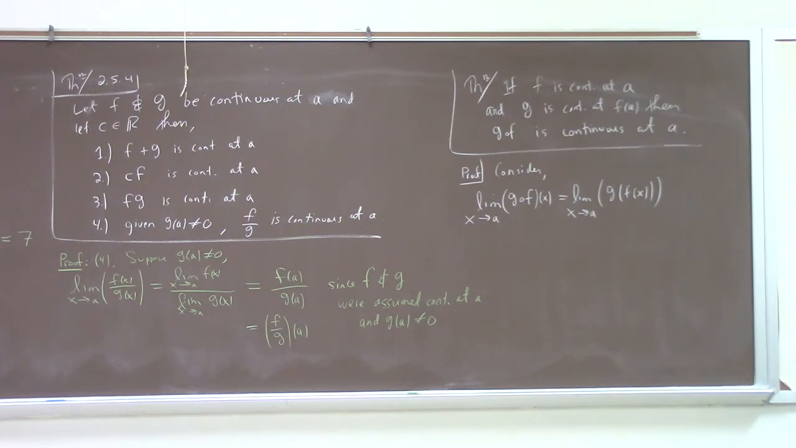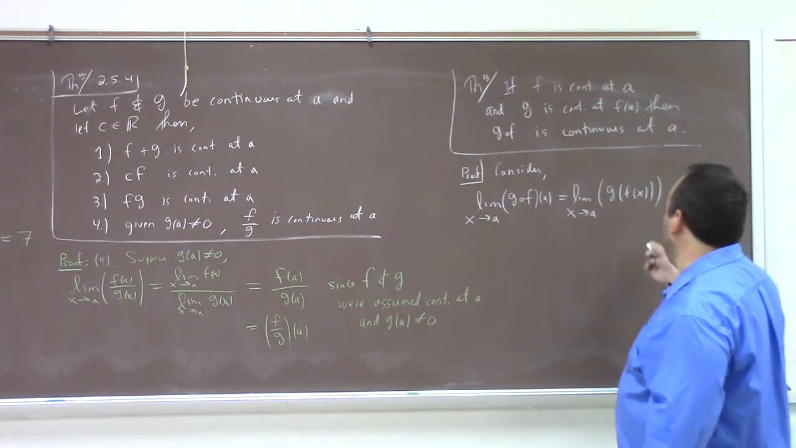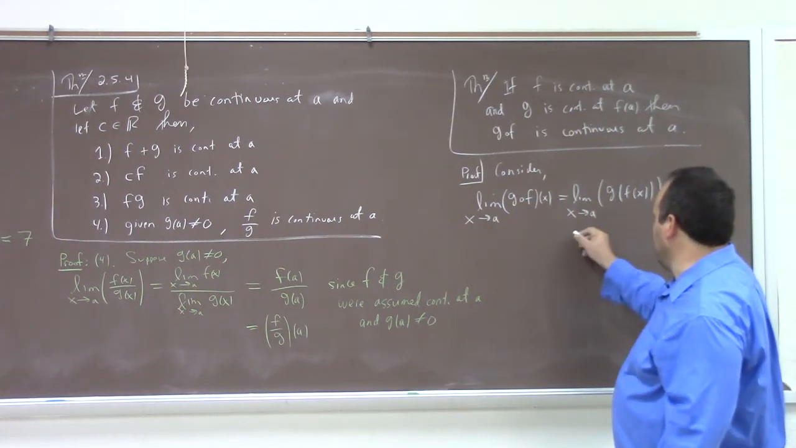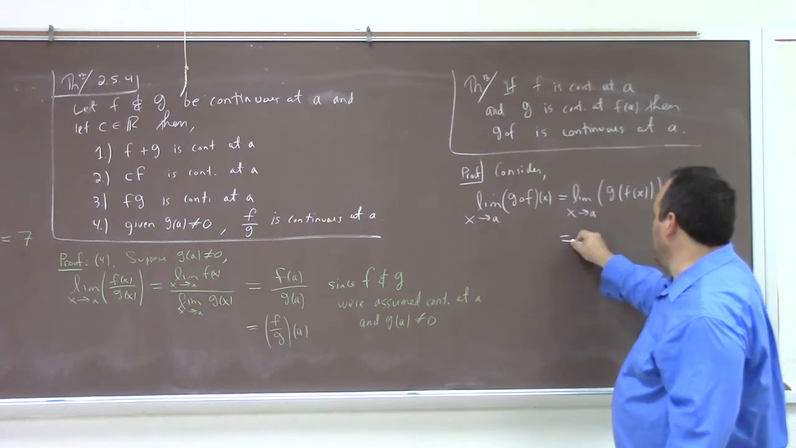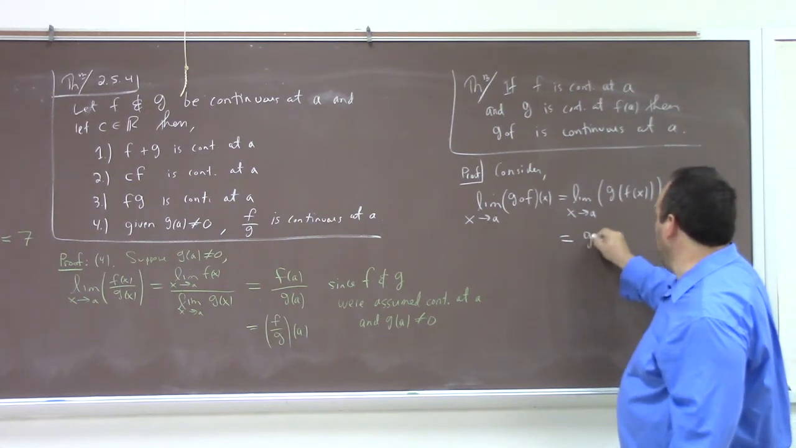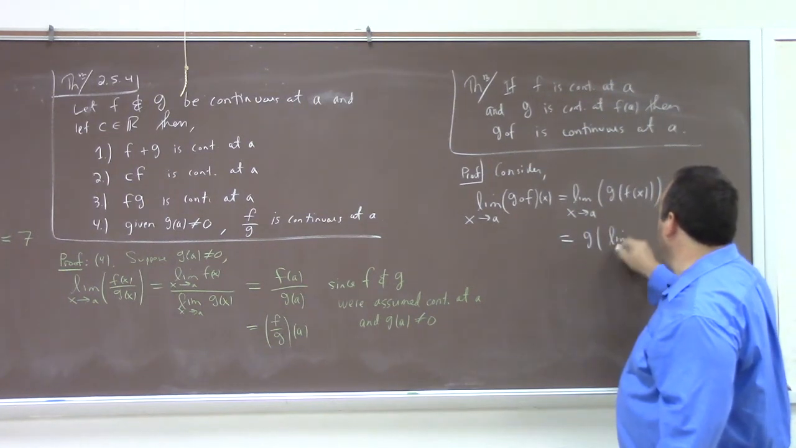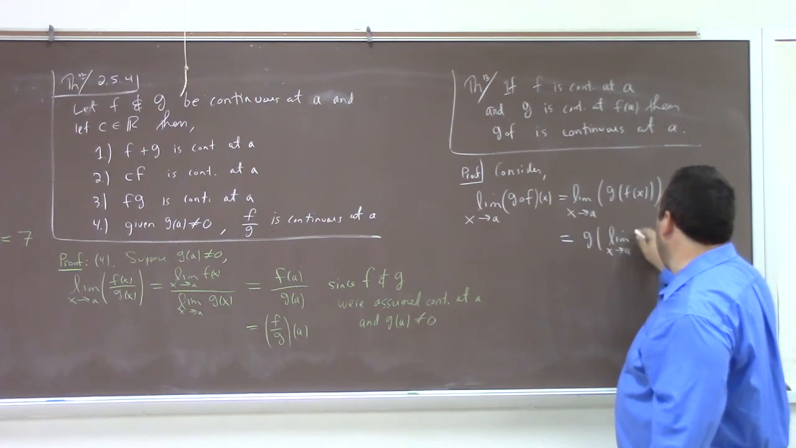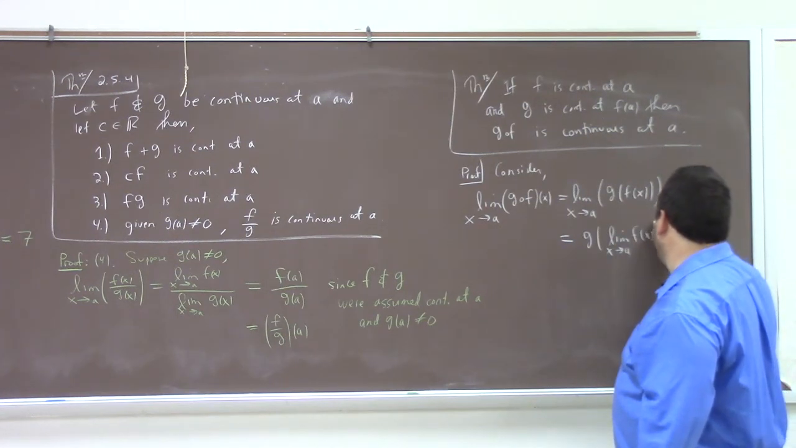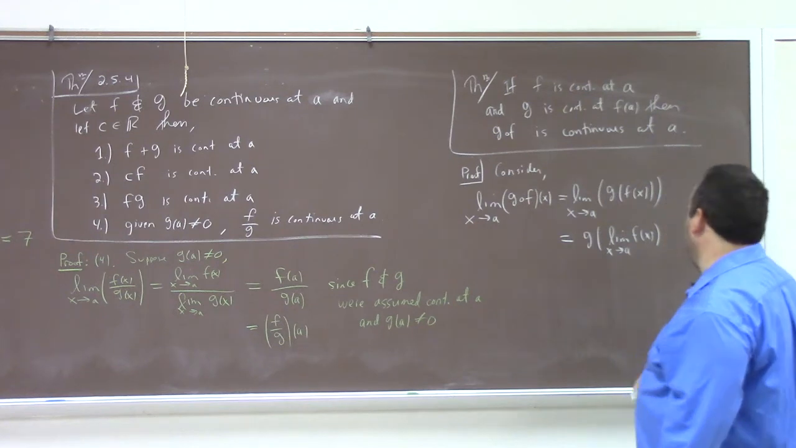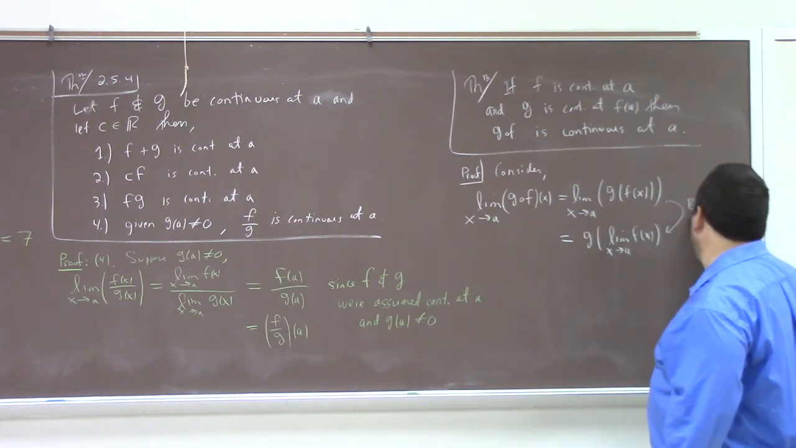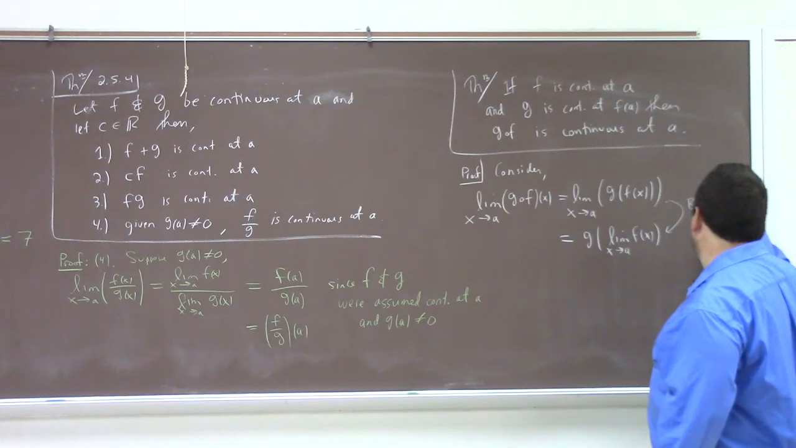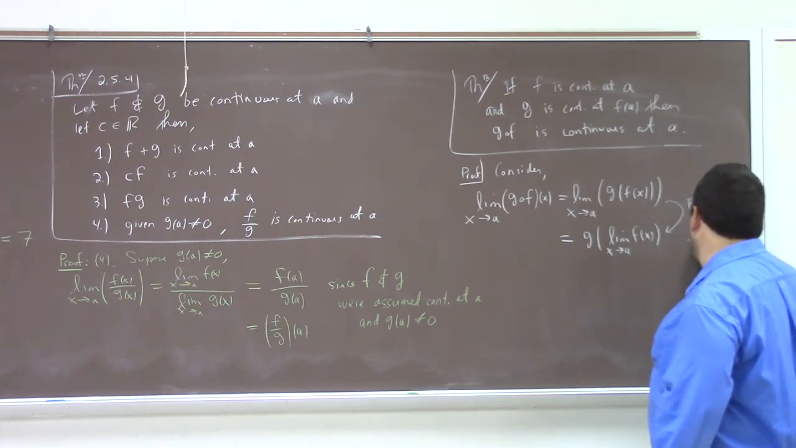Now, we had a limit law about composition of functions. Basically this is what the limit law says in this context. It says that this is equal to g of the limit as x goes to a of f of x. This is by the limit law for composites.